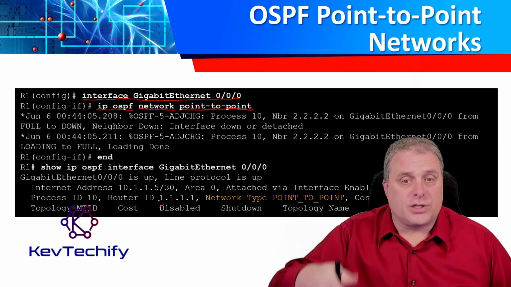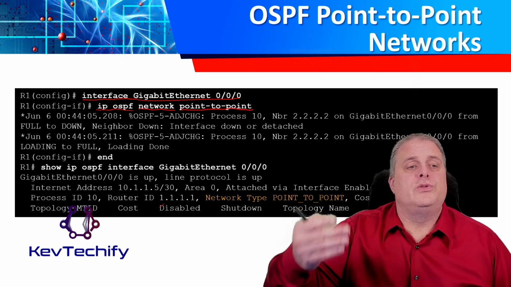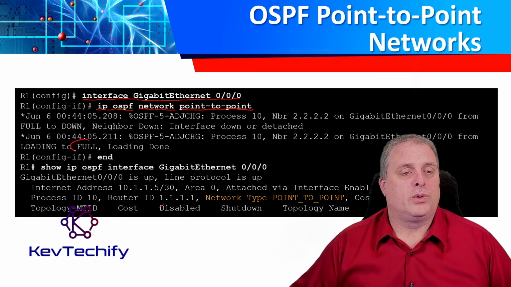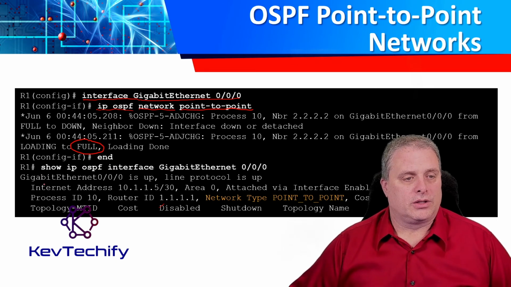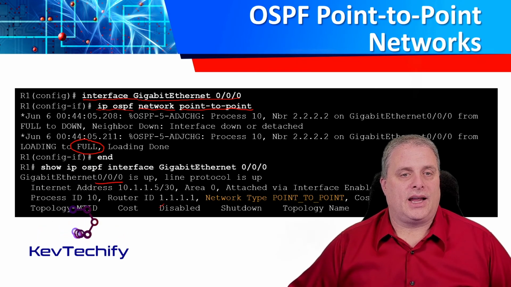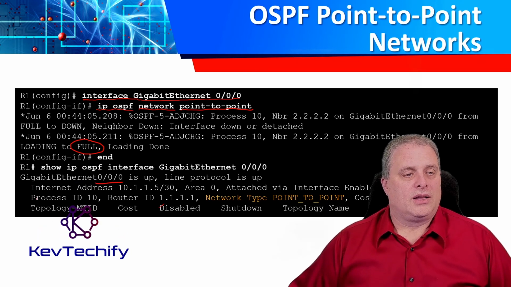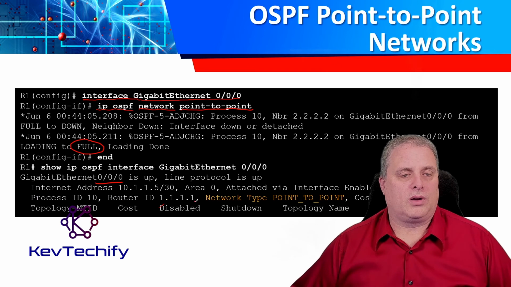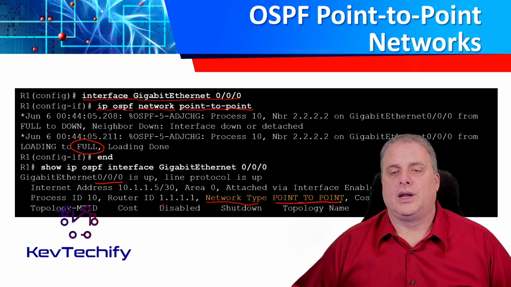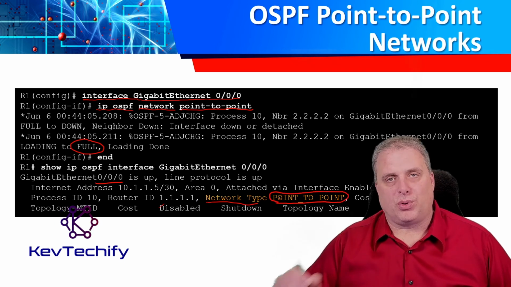When we do that, the interface goes down, comes back up. It goes through that full process of OSPF until we get to the full state. That's when we're fully converged at that point in time. If we do the show IP OSPF interface command here, it'll give us the information. Here we have our gig 0/0/0 that we just set as a point-to-point in OSPF. We have our process ID of 10, the router ID of 1.1.1.1, we're on R1, and then it says network type of point-to-point. That signifies that this is a point-to-point network.